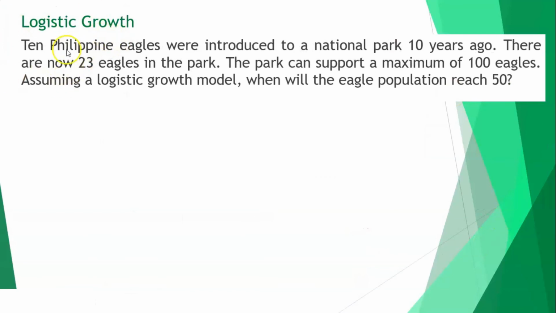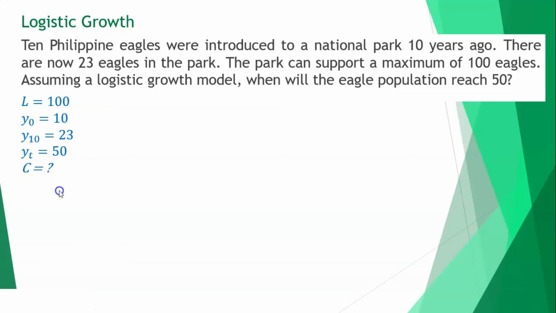Let's have an example. 10 Philippine eagles were introduced to a national park 10 years ago. There are now 23 eagles in the park. The park can support a maximum of 100 eagles. Assuming a logistic growth model, when will the eagles reach 50? So take note, our limiting capacity is 100. The starting number of eagles is 10. So after 10 years, 23. So what will be the time so that the eagle population will become 50?